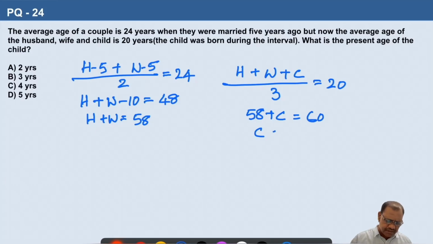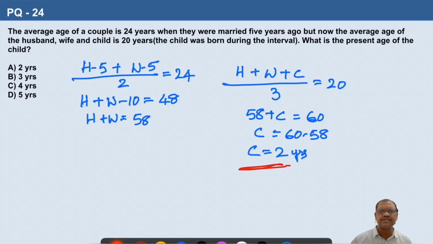C is equal to 60 minus 58. C is 2 years. So what is C? Age of the child. Age of the child is 2 years. Option A is the correct answer.